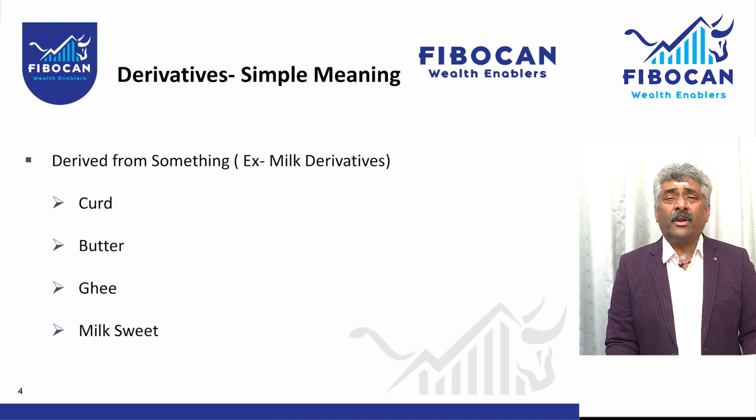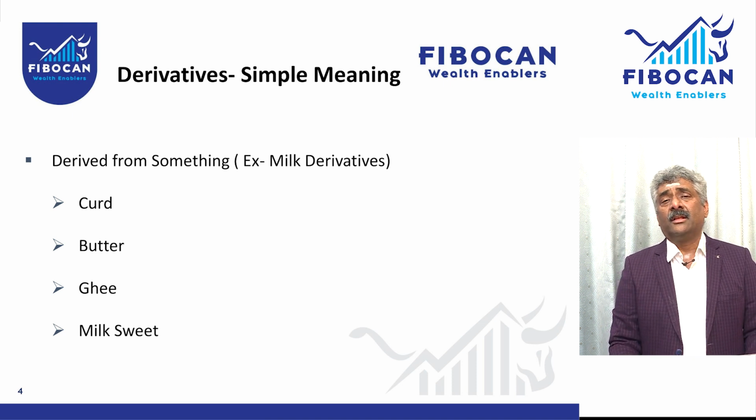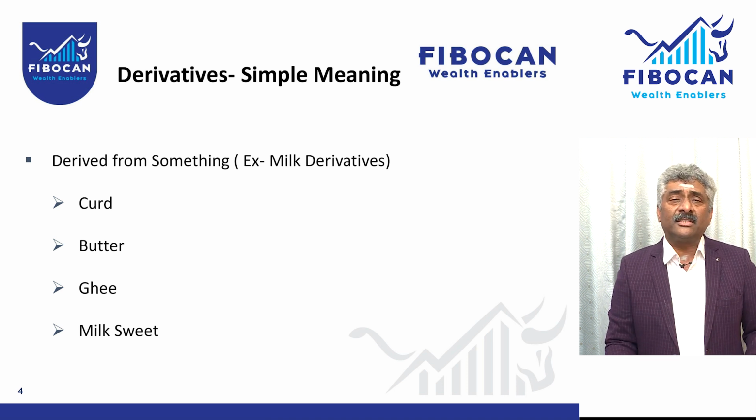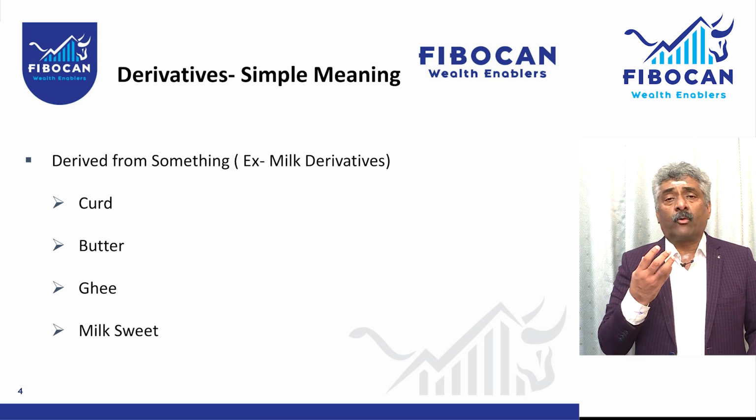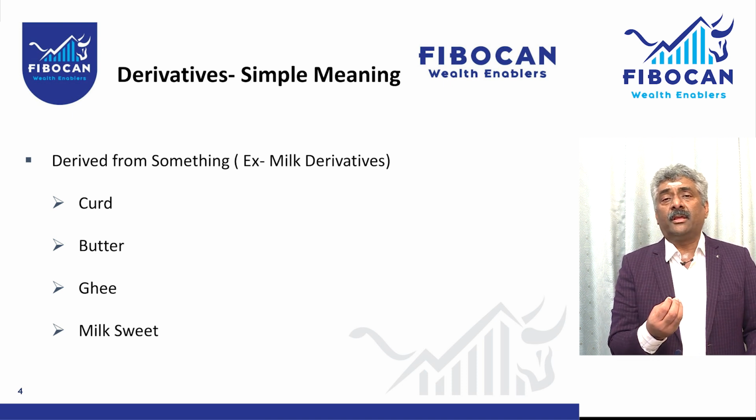Slide 4. Simple example. As I always tell, for understanding finance, all you require is simple English and common sense. Let us start with a simple understanding. What is derivatives? Derived from something. Take a simple example. Curd, butter, ghee, milk sweet, all are derived from milk. So the quality of milk will determine the derivative product. This is a simple example of derivatives.